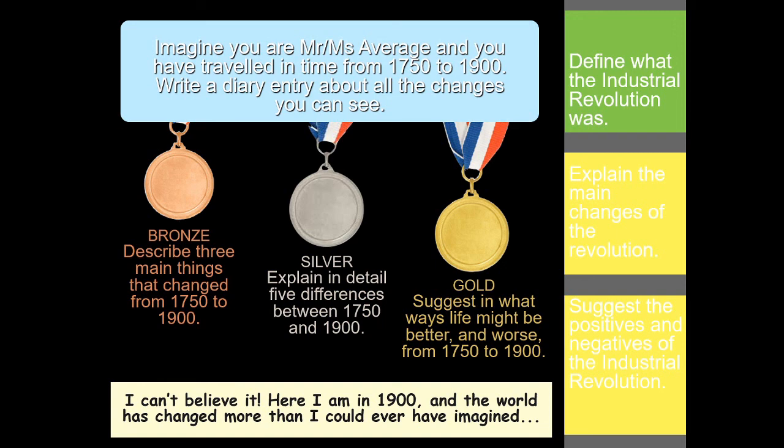Explain the main changes from the revolution. What are the biggest changes in transport? Well, people went from using horses to canals and trains. Well done. If you're talking about healthcare, what did people learn? What was the biggest thing that people learned? Can you think of a word that begins with V that helped people stop getting infected? What about where people lived? Did that change? If you said they used to live in the countryside and they moved to cities, well done, really good. And suggest positives and negatives. I hope that you can do that for me in your copybooks.